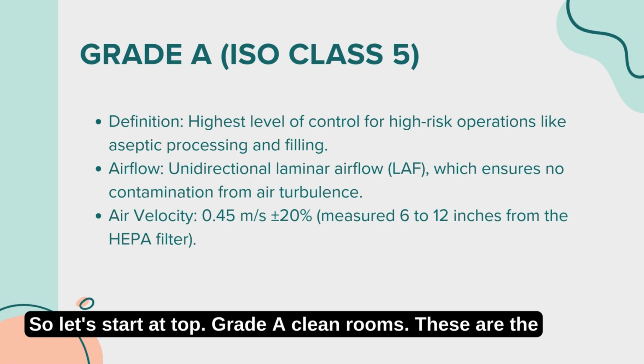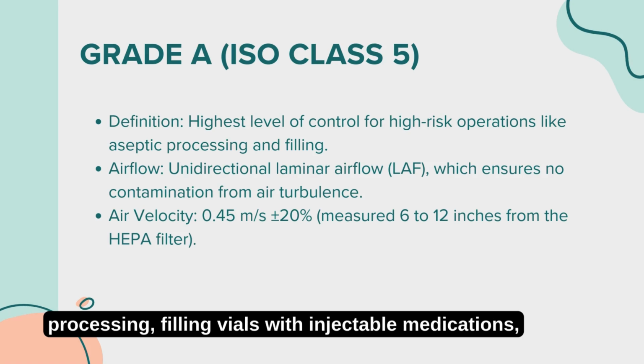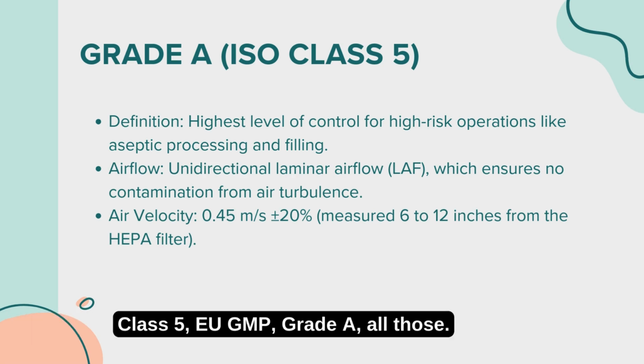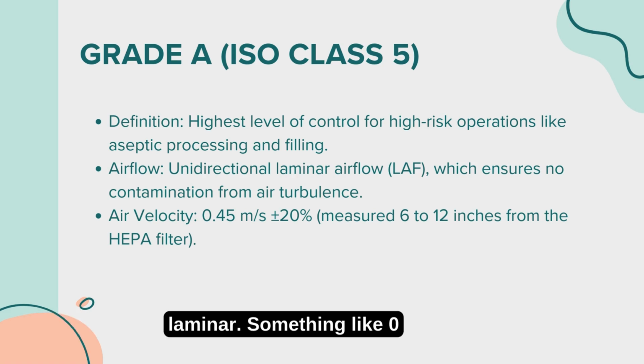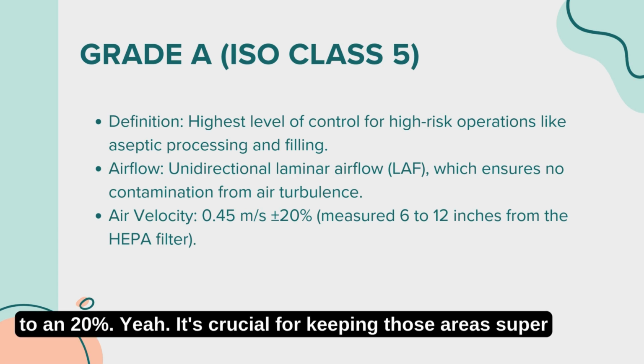Exactly. So let's start at the top. Grade A clean rooms. These are the gold standard, right? That's right, the most stringent. Think aseptic processing, filling vials with injectable medications, that kind of thing. High stakes. And we saw that grade A is ISO class 5. One thing that jumped out at me was this unidirectional laminar airflow, something like 0.45 meters per second, plus or minus 20%.